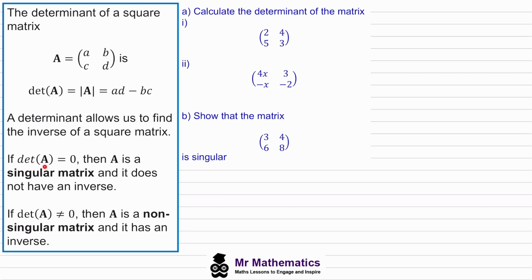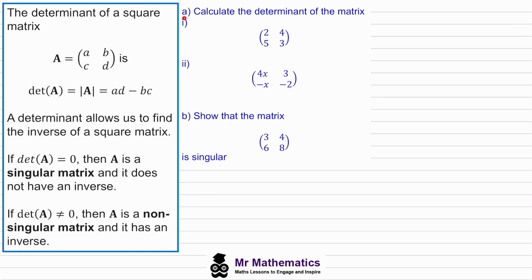If the determinant of A is equal to 0, then A is what's called a singular matrix, and it does not have an inverse. But if the determinant of A does not equal 0, then A is what's called a non-singular matrix, and it does have an inverse.